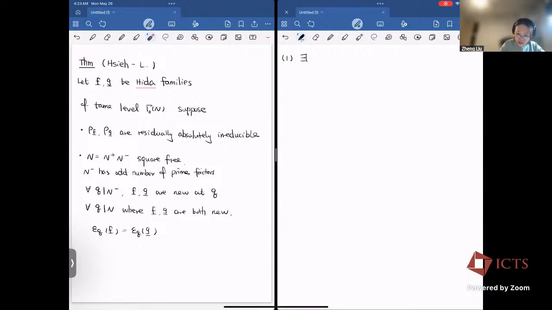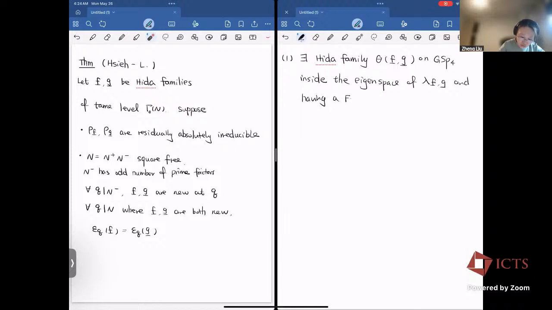So there exists a Hida family which is inside the eigenspace for the Yoshida lift, and having a Fourier coefficient in the unit of Λ².